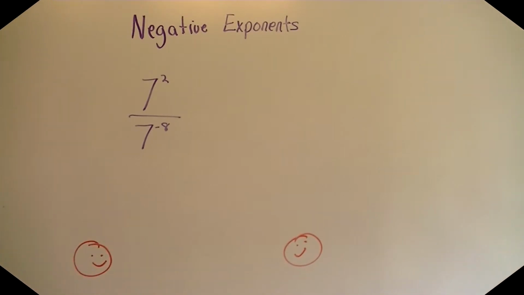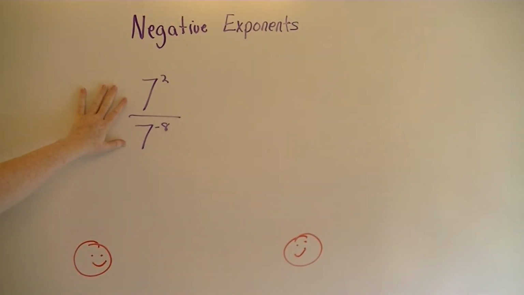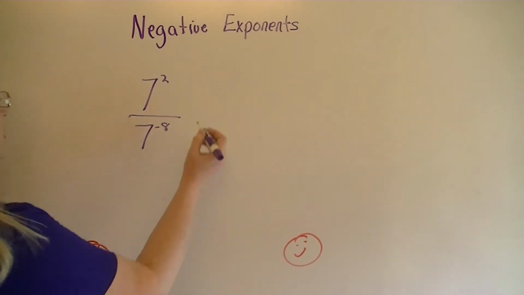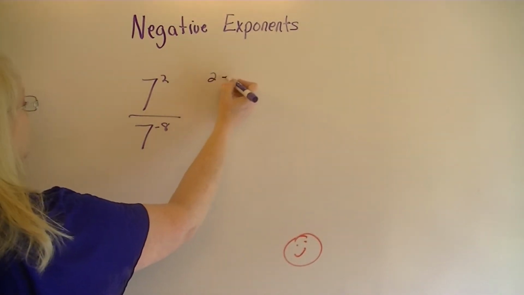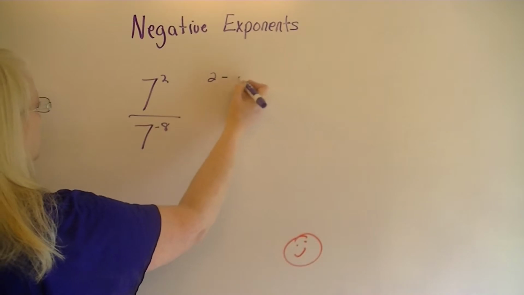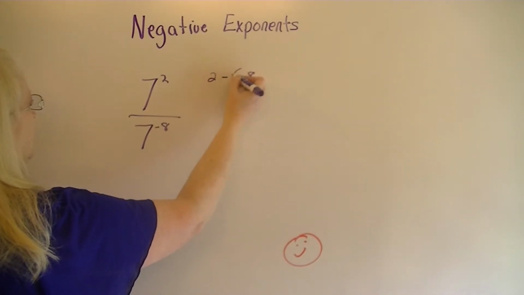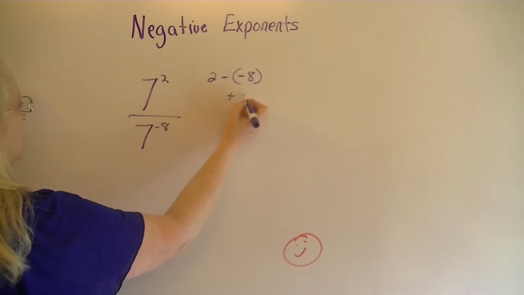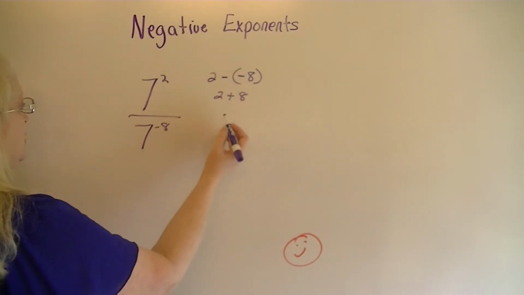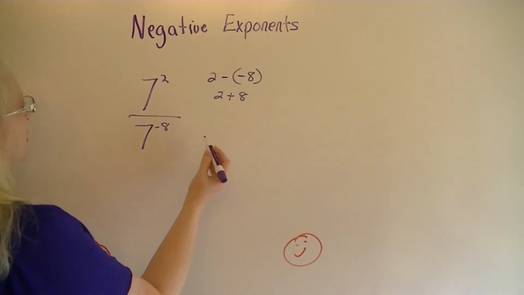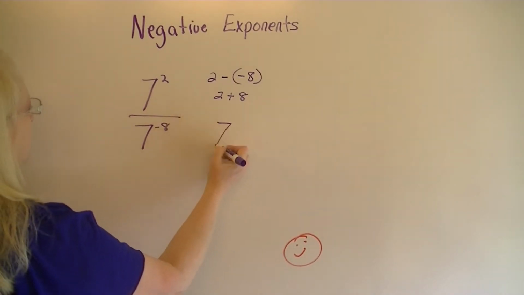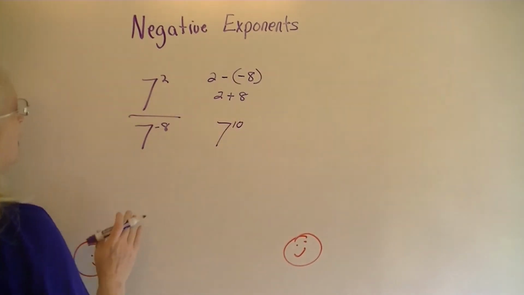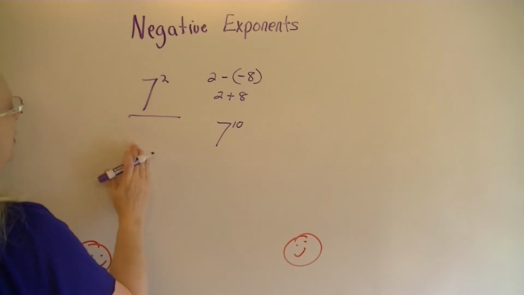Let's take a look at dividing with negative exponents. When the bases are the same, you subtract the exponents. So the exponents are 2, and then subtract, and then whatever the other exponent is, which is negative 8. And a minus minus makes a plus. So now it's really 2 plus 8. And so the answer would be 7 to the 10th power. This would flip up to the top.